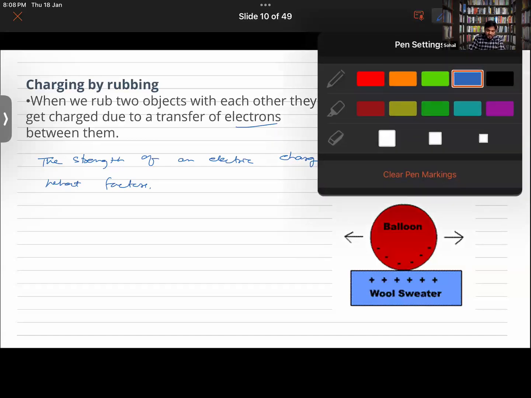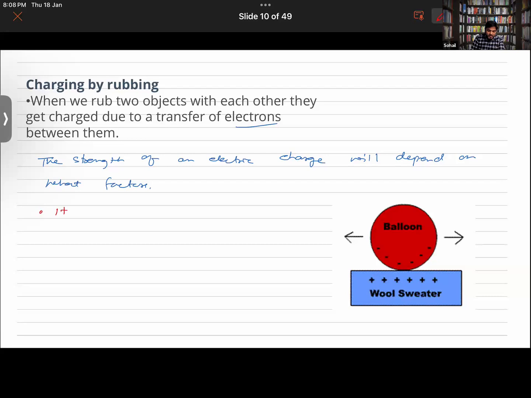So there are basically three things. First of all, it will depend on humidity. Then temperature: what is the temperature of the surroundings and of the bodies? The third thing that will determine how much charge develops on these bodies is the property of the surface, the type of material. Any questions in this? Please do let me know.